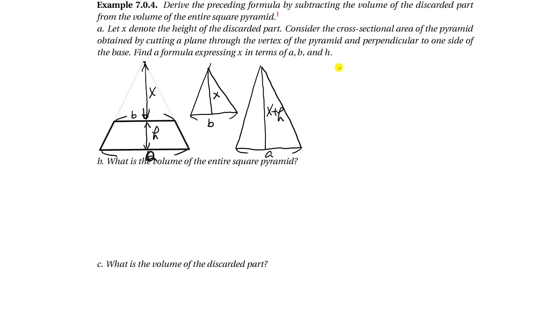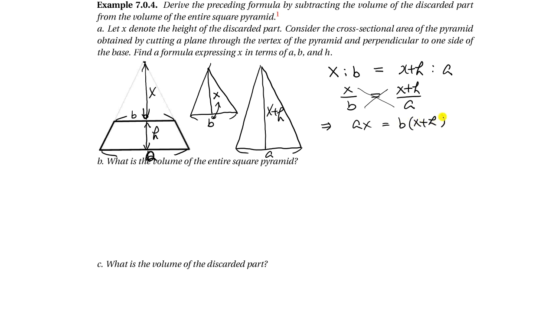So let's just write down that form, the ratio. x to b, that's the relation between those two, has to be the same as x plus h to a. Or we can say x over b equals x plus h over a. So by cross multiplication, ax equals b times x plus h. Our goal at this moment is looking for the x value, right?